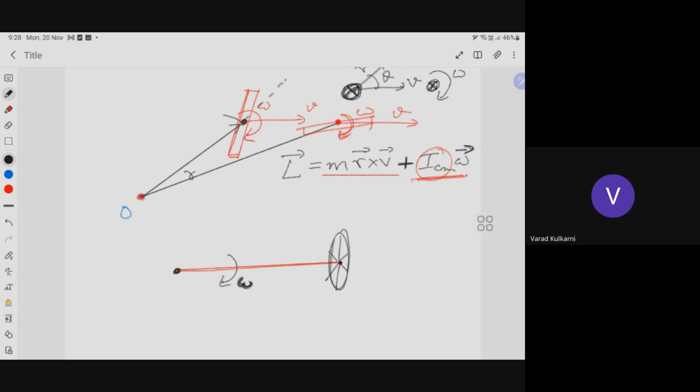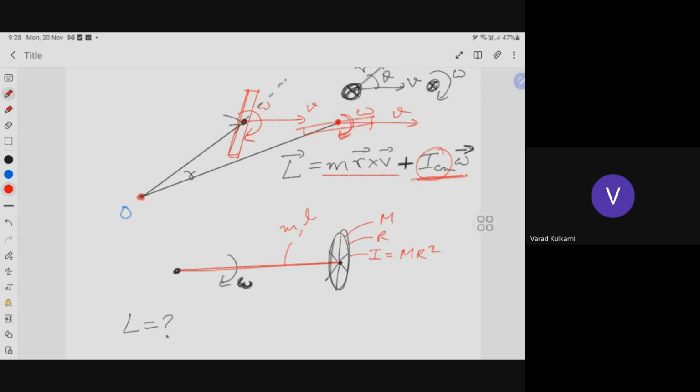Okay, is that clear? Find the angular momentum. So mass of the stick is m, length of the stick is l, mass of the wheel is capital M, radius of the wheel is r, and it has got a moment of inertia I equal to, it is kind of a ring, it is MR squared. Okay, that's the moment of inertia. Is that clear?